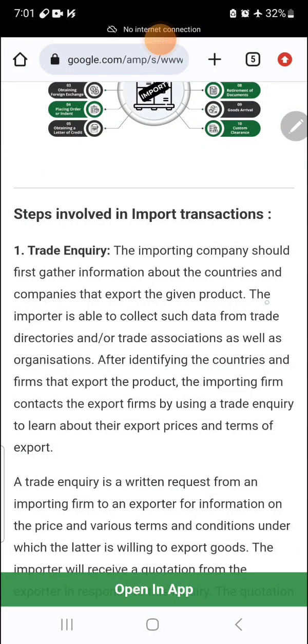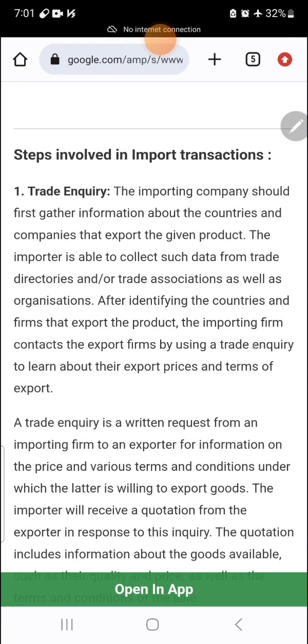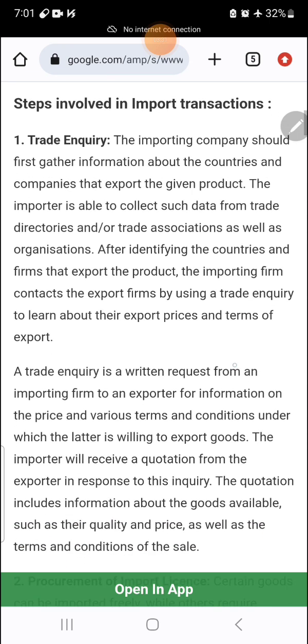1. Trade inquiry. The importing company should first gather information about the countries and companies that export the given product. The importer is able to collect such data from trade directories and trade associations, as well as organizations. After identifying the countries and firms that export the product, the importing firm contacts the export firms by using a trade inquiry to learn about their export prices and terms of export.